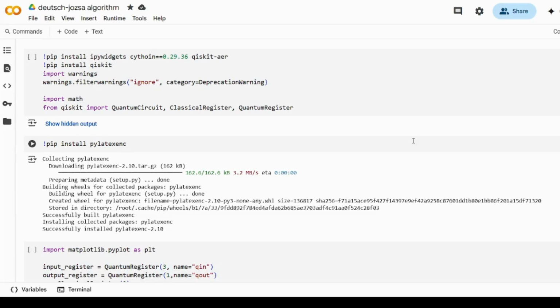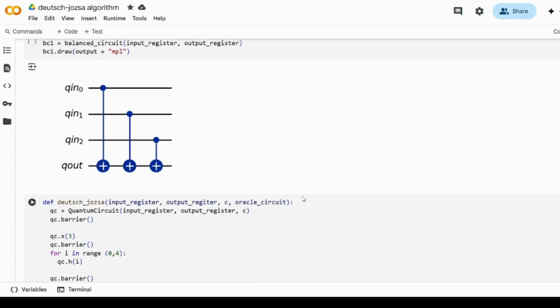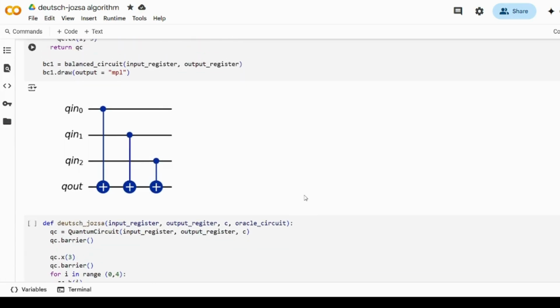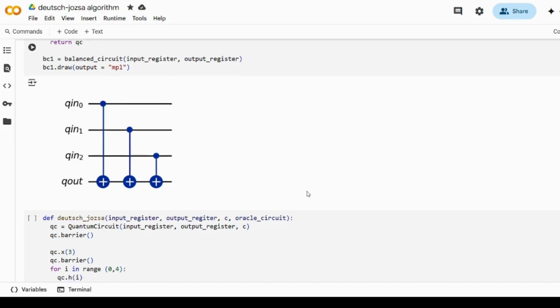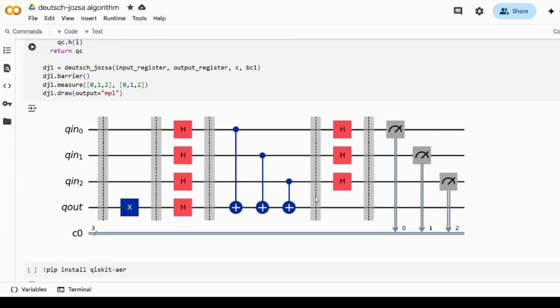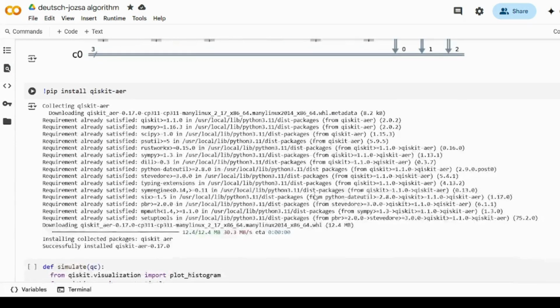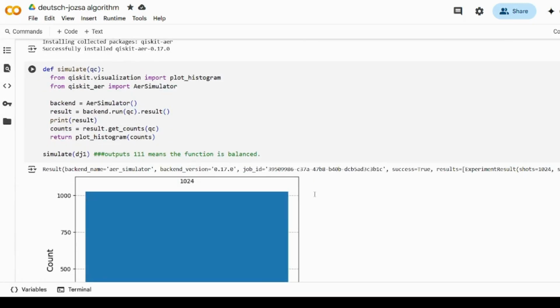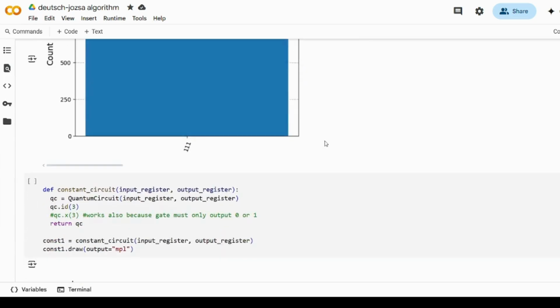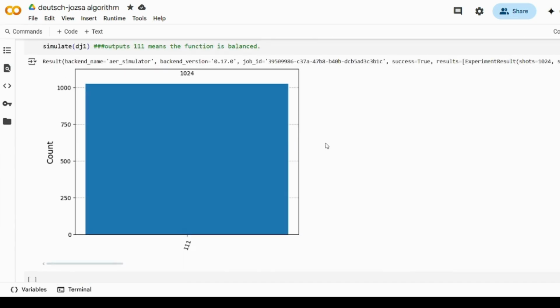Now we go to Google Colab to demonstrate the Deutsch-Jozsa algorithm with 3 examples. Suppose we have a quantum oracle as shown. Thus, we put it in the Deutsch-Jozsa algorithm. Then we measure it using the Aer simulator with 1024 shots. Then, the histogram showed that we have an output of ket 111, meaning that the function is balanced.